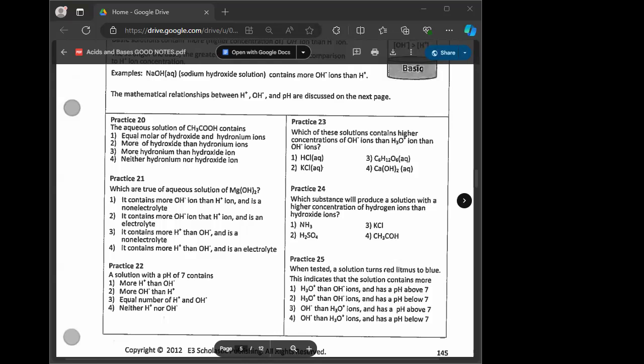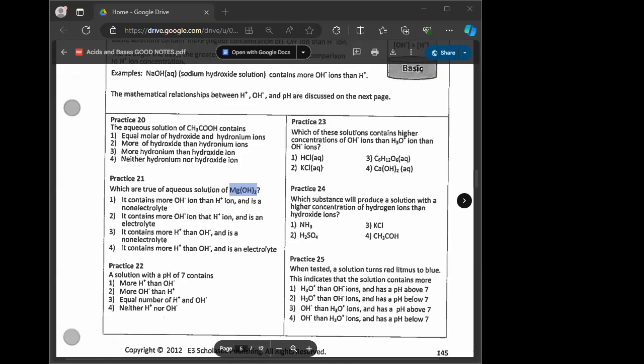Okay, so first we need to figure out if it's an acid or a base. So we need to keep in mind how to recognize acids and bases. So MgOH2 is a base because it has a metal and an OH. So like I said, this is a base.